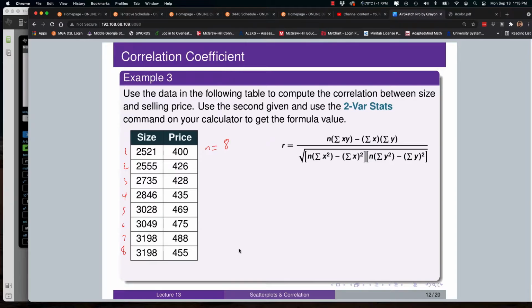But we need a couple of other things. We need the sum of x times y. We need the sum of the x values in that list. We need the sum of the y values in that list. And then we need the sum of the squared x values. And we need the sum of the squared y values. If we have those things, we can do this formula pretty much justice. Notice in the formula too that these are just the sum of x and sum of y. Once we have those, they're squared.